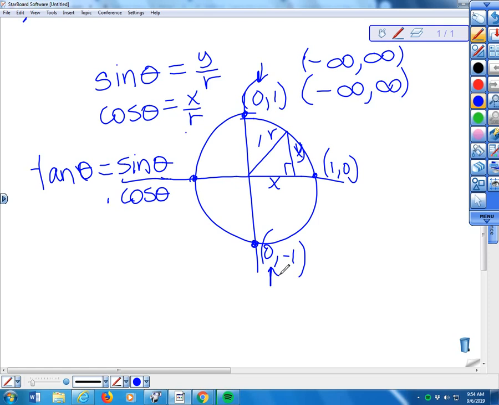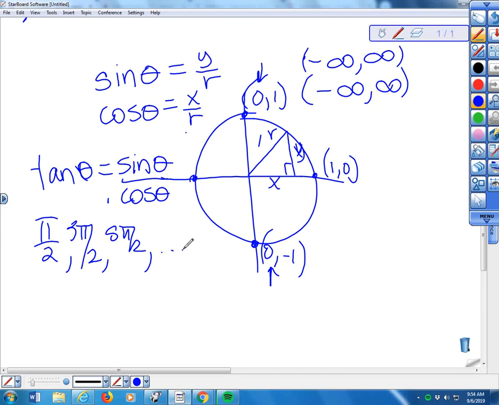Anytime it lands here or here, as we keep going around and around and around the unit circle, tangent will always be undefined. Right? So we call that pi over 2 plus, well, we'll just go 3 pi over 2, 5 pi over 2, etc. It's undefined. Okay, so the domain would be anywhere but those places.